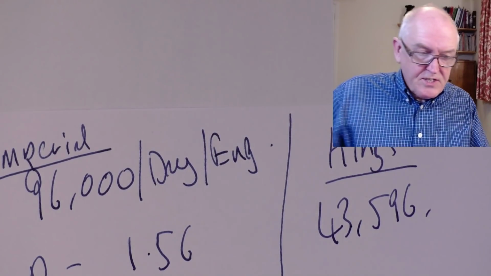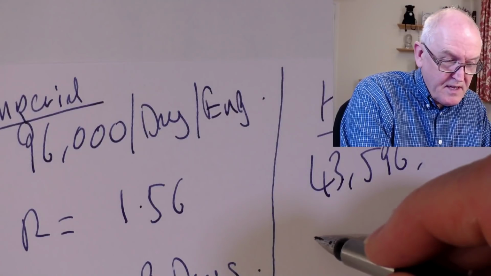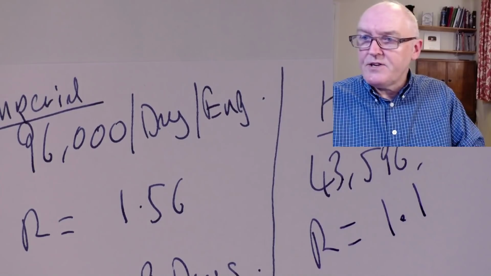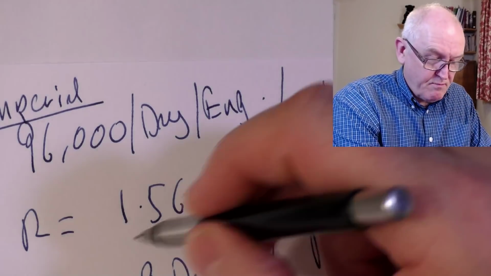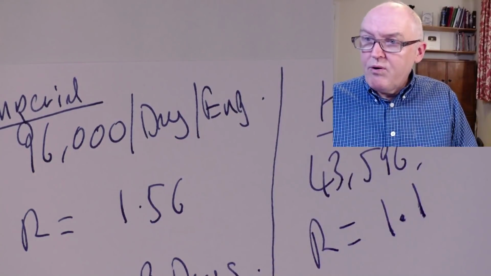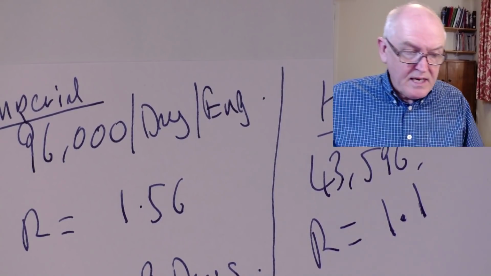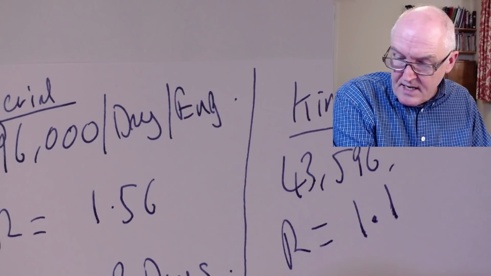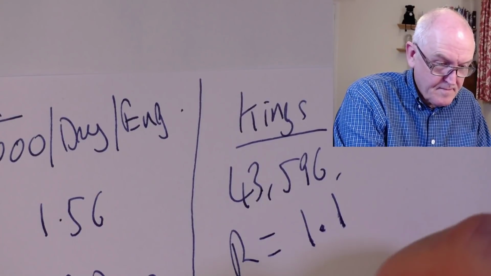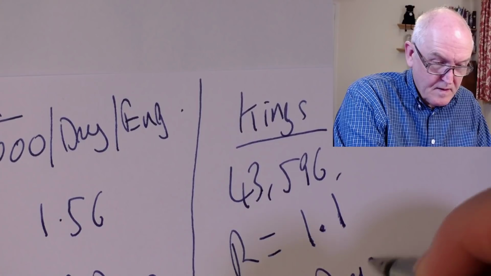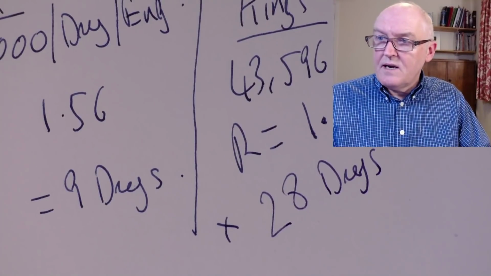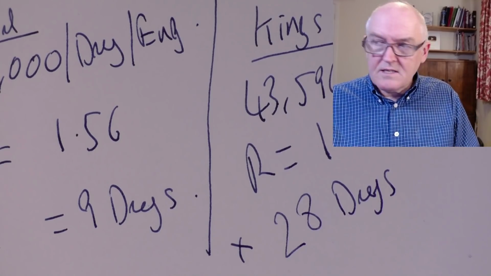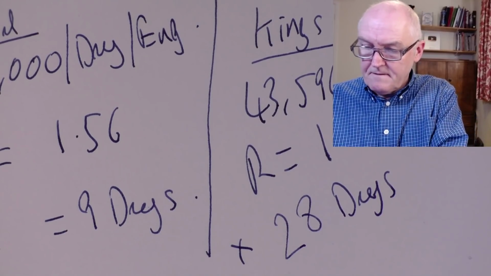Now the King's College data, Tim Spector saying the R value is R equals 1.1. So again, a huge difference: 1.56 for Imperial, 1.1 for the R value. And the doubling time for the King's data is every 28 days. Not every 9 days. So stark differences here in this data.